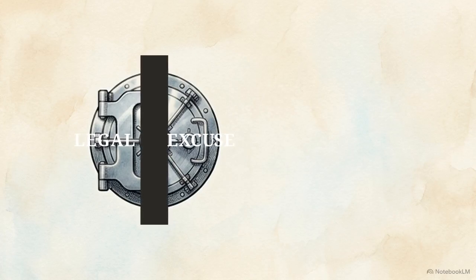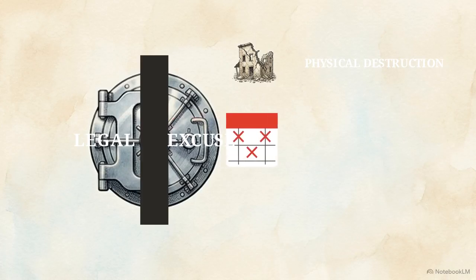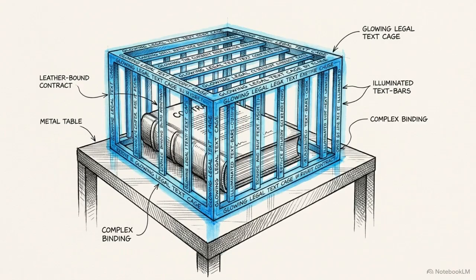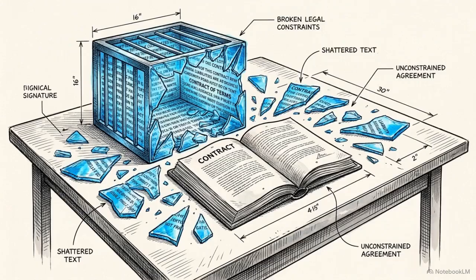Legal excuse is an incredibly narrow escape hatch. It is reserved strictly for the absolute physical destruction of the subject matter, an extreme and unforeseeable temporary hardship, or the total collapse of the mutual premise upon which the contract was built. If a party successfully proves impossibility, impracticability, or frustration of purpose, the contract is legally discharged. It becomes a legal nullity, releasing both sides from their future obligations.